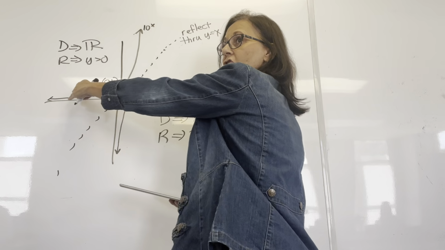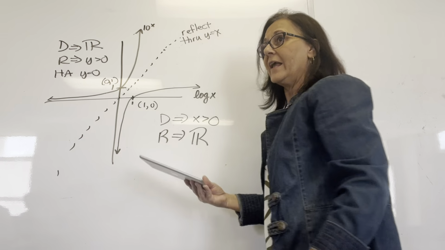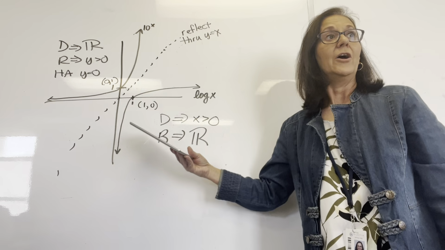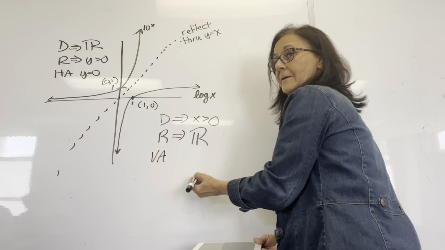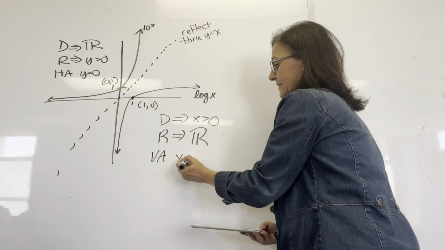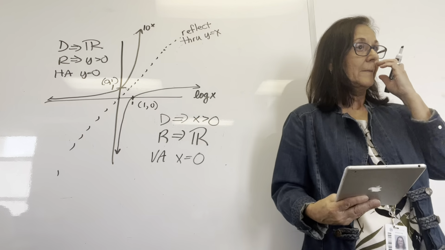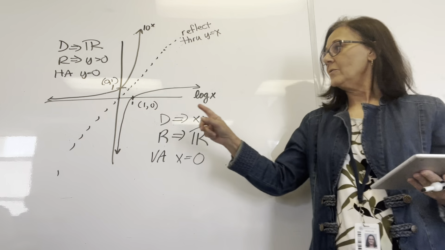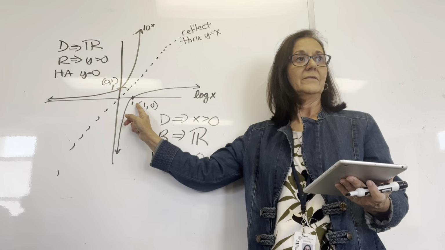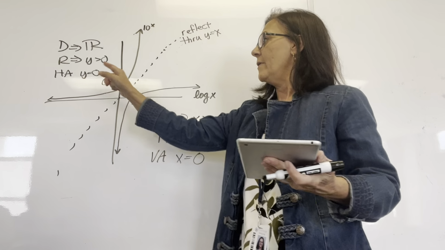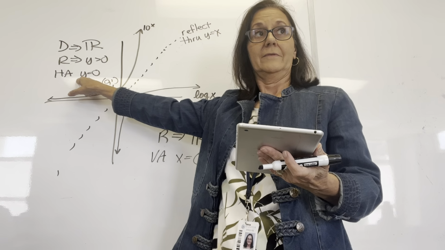Whereas with the exponential, we have a horizontal asymptote at y equals 0. Here, what do we have? A vertical asymptote at x equals 0. Got it? So, is the x value ever negative here? No. But for exponential, the y value is never negative. Got it?